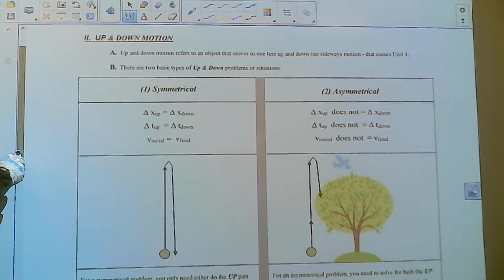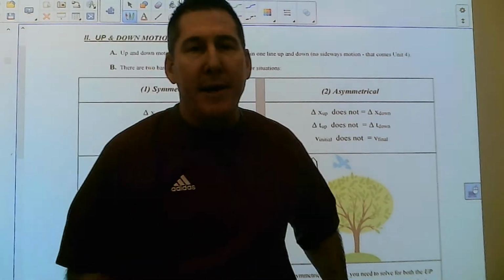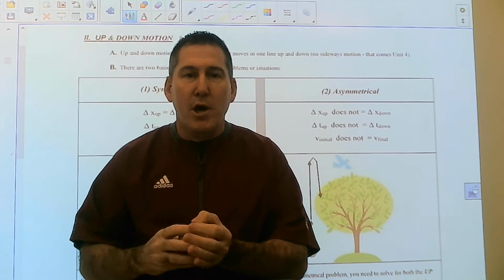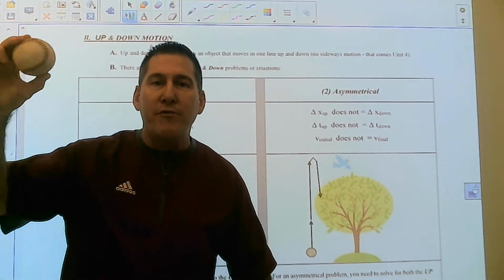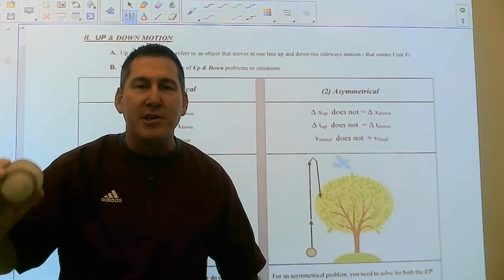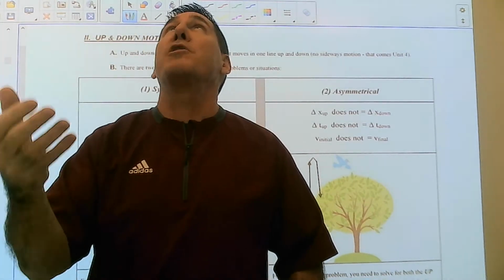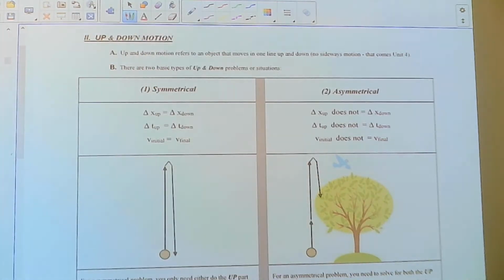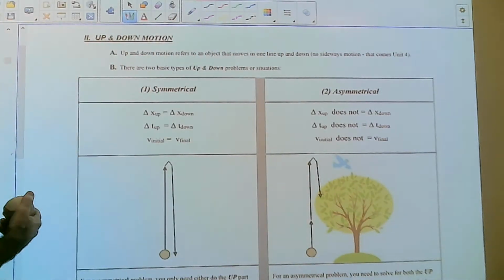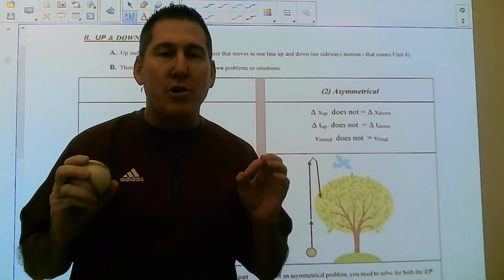Now, this week, we're talking about things going up and down. Straight up and straight down. We are going to do up, down, and over. We'll talk about that when we get to Unit 4. But actually, many of the things that we're learning today about straight up and straight down are still true about up, over, and down. When I throw something up and down, it can be either symmetrical or asymmetrical.